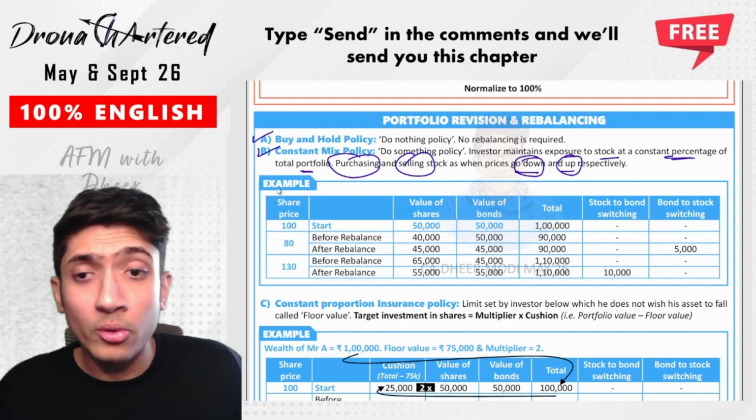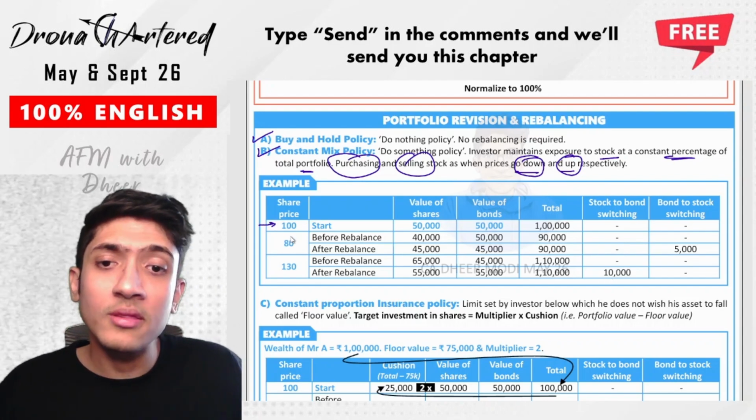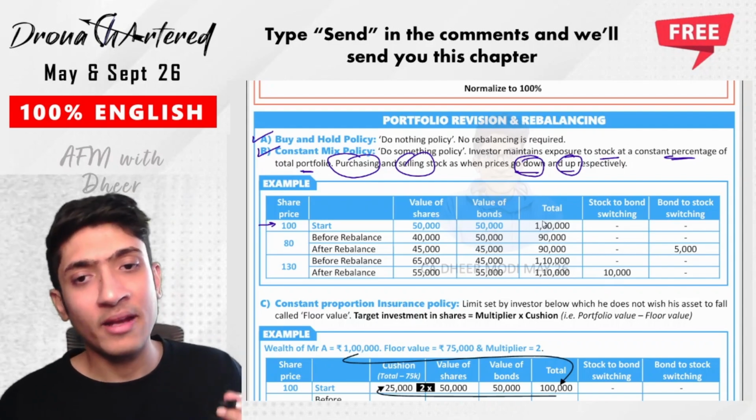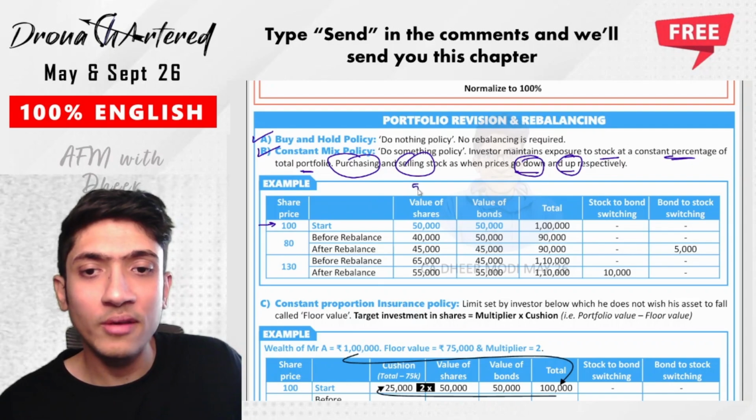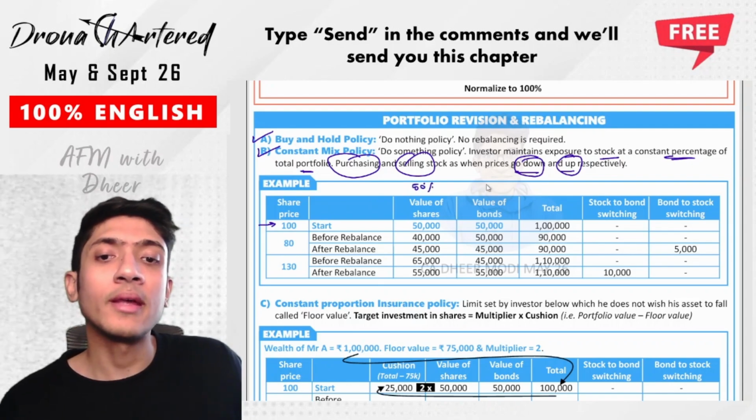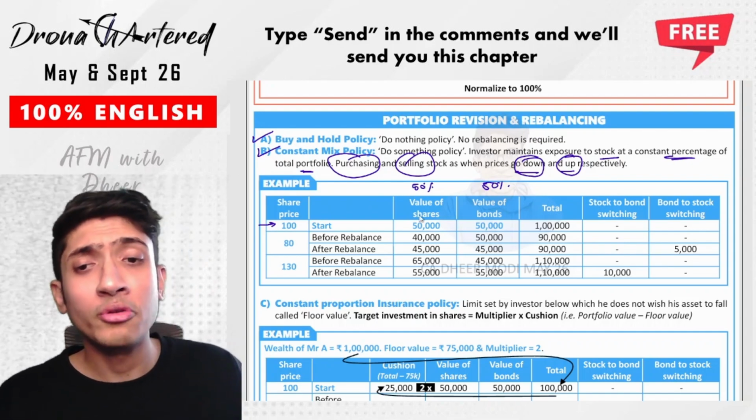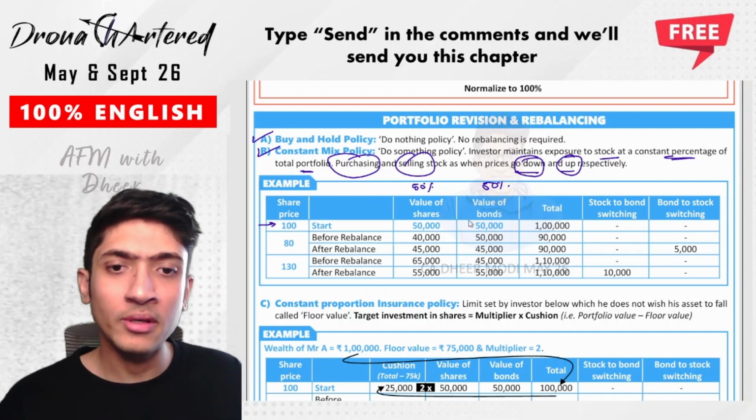Let's see an example. So originally my share price was 100 rupees and I had a total portfolio of 1 lakh rupees. And if I say that, boss, I want only 50% in shares and the rest 50% should be in bonds. So therefore that is how I will follow. So therefore 50,000 is in shares and 50,000 is in bonds.